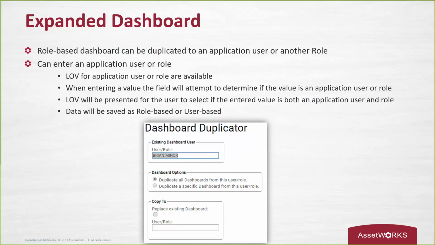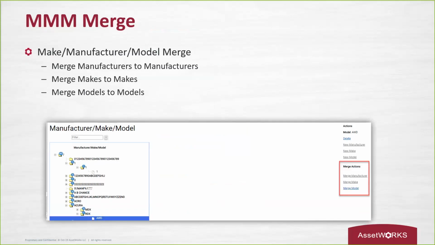And our last user group winner that we put in version 19 is make manufacturer model merge. We now have a way for you to clean up your manufacturers, your makes, your models by merging duplicate models to models, makes to makes, manufacturers to manufacturers. That is put right on the make manufacturer page, and on the right there, as you can see, are your merge actions.